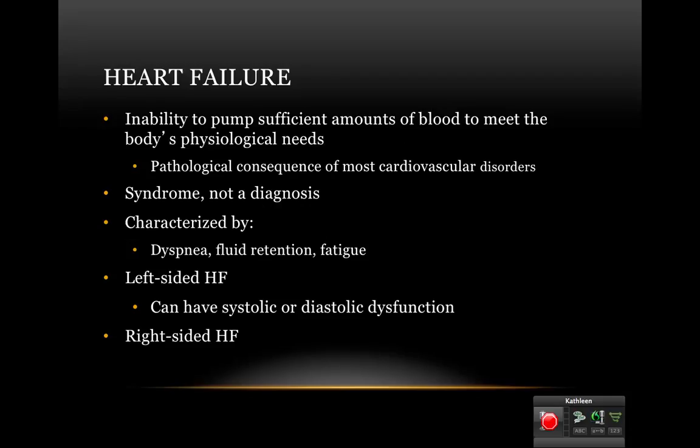So heart failure is an inability to pump sufficient amounts of blood to meet the body's physiological needs. It's really important that this is not a diagnosis, but instead a syndrome. It's characterized by shortness of breath, fluid retention, fatigue. Patients often have left-sided heart failure. Know that you can have both systolic and diastolic dysfunction. You can have left-sided heart failure and right-sided heart failure, or systolic or diastolic dysfunction.